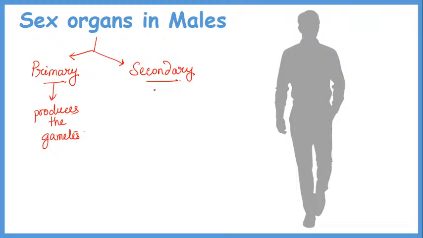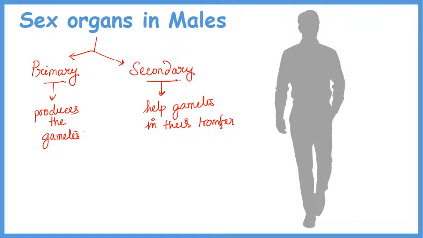And the secondary sex organs, they somehow help in the propagation of gametes, transfer of gametes, movement of gametes, but they do not directly contribute to the synthesis of gametes. They help gametes in their transfer. Right. So primary sex organs and secondary sex organs.